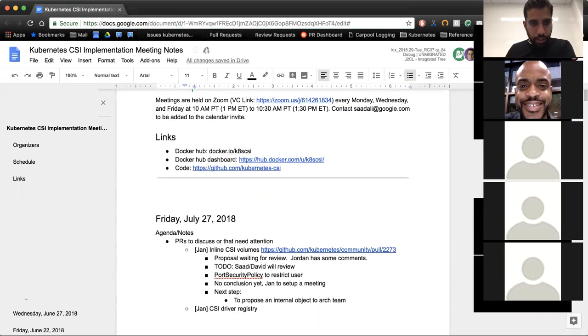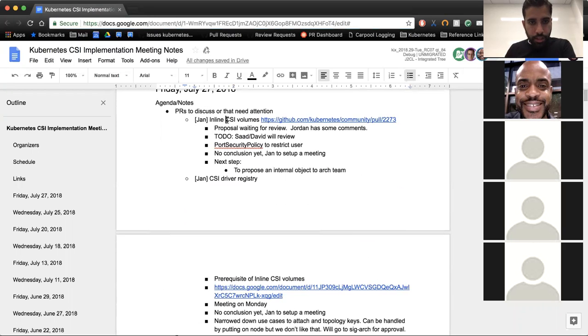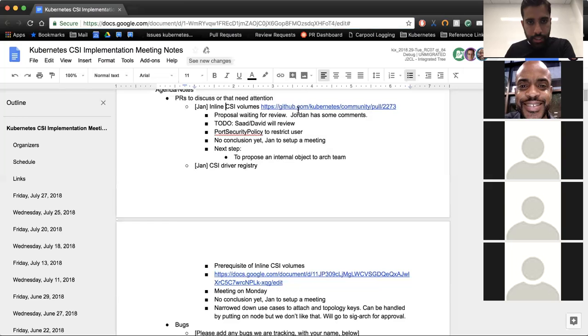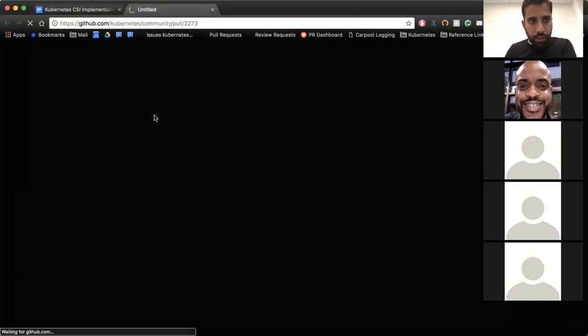All right, so PRs that need attention. These are the two big designs that are currently pending: inline CSI volumes and CSI driver registry. For inline CSI volumes, Jan, do you want to talk about this and see what the current status is?